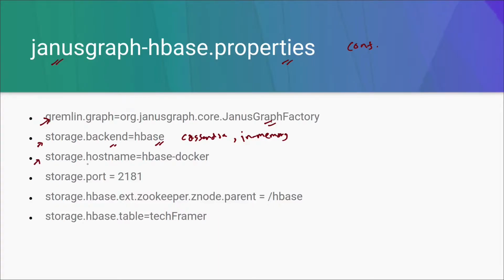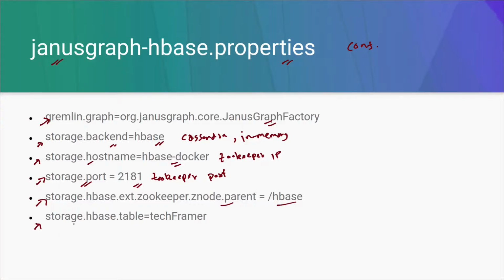Thirdly, we need to provide the storage.hostname property. Here we need to provide the hostname. In case of HBase, this hostname is of Zookeeper. That is, this hbase-docker is the Zookeeper IP alias. In the fourth property, we are providing storage.port. Here we are providing 2181. This is the Zookeeper port. In the fifth property, we are providing znode parent, that is /hbase.